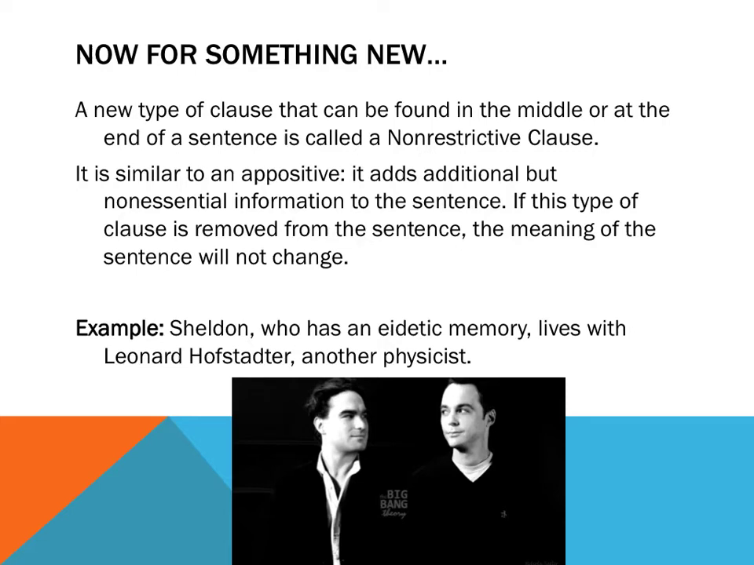For example, Sheldon, who has an eidetic memory, lives with Leonard Hofstadter, another physicist. Sheldon is the subject and lives is the verb. Who is our key word and has is the verb.